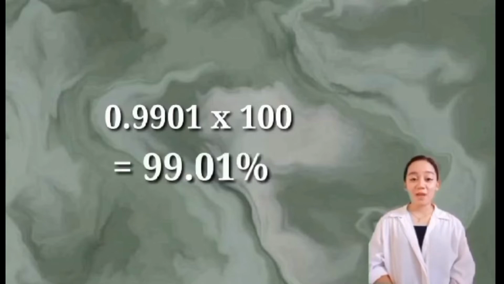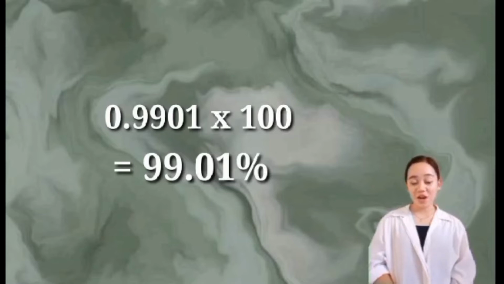Remember that the purpose of the Z-table is to identify the percentage of the Z-score. Therefore, we will multiply 0.9901 by 100, which is equal to 99.01%, and that is the percentage of our Z-score.